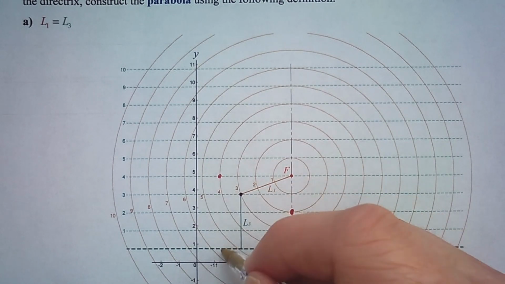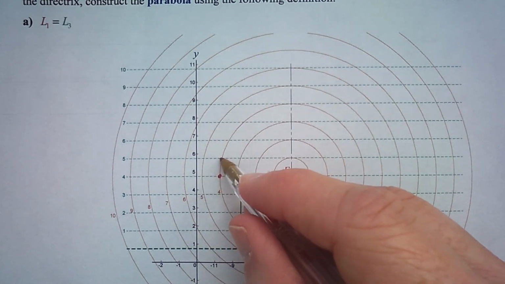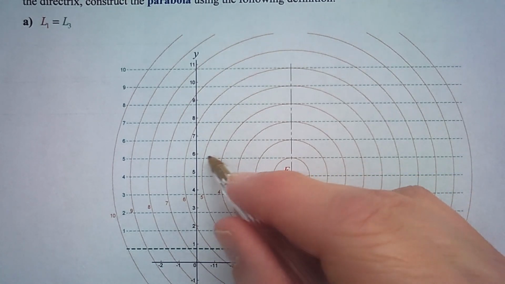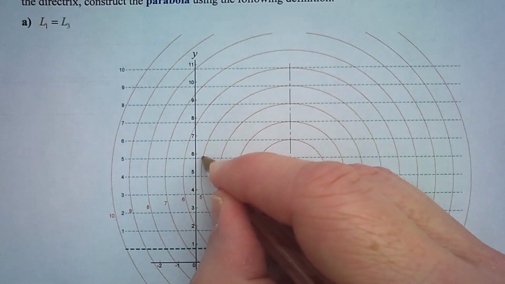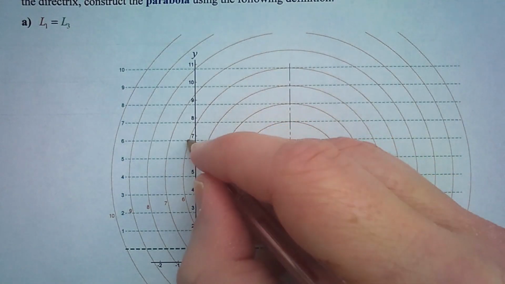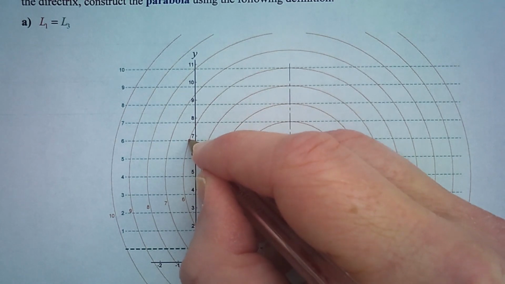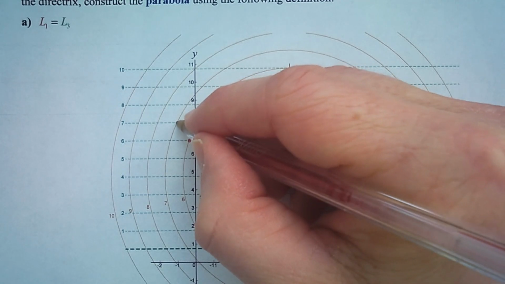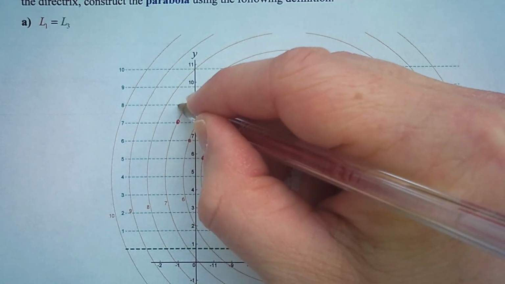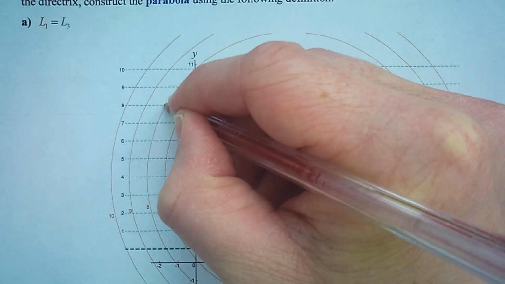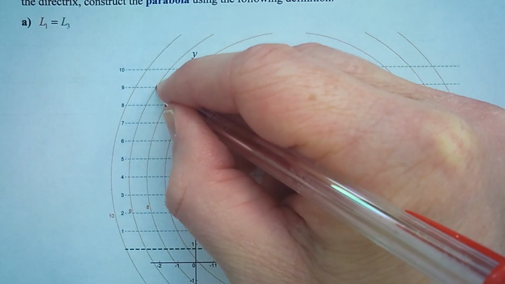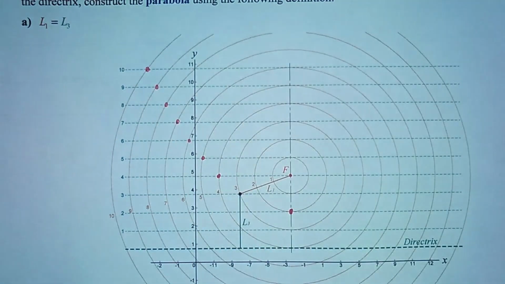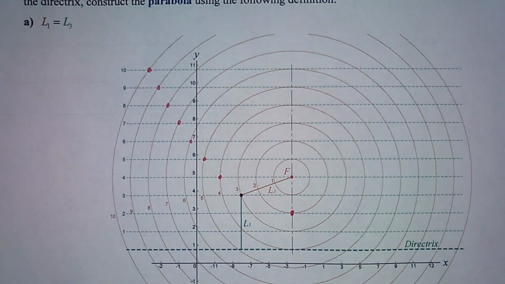If we went 5 units from the directrix, 1, 2, 3, 4, 5, we would have to be 5 units from the focus, so we'll be right here. Then we can go up 6 and out 6 from the focus. 7 units from the directrix, 7 units from the focus. 8 units from the directrix, 8 from the focus. 9 from the directrix, 9 from the focus, and 10 from the directrix, then 10 from the focus. So that is half of the parabola.